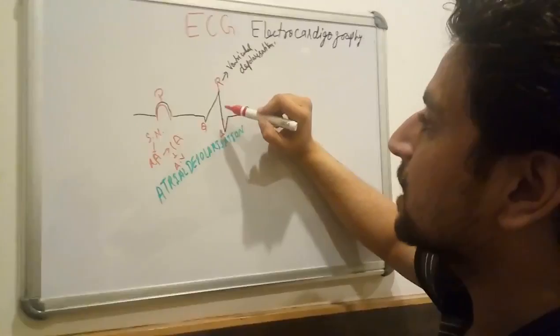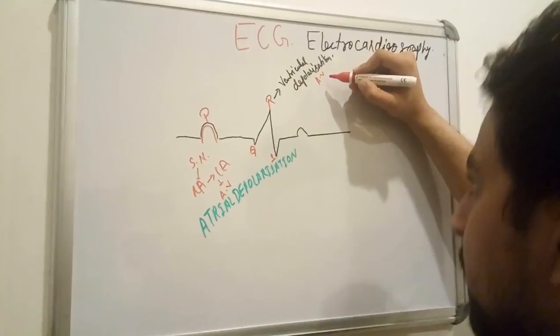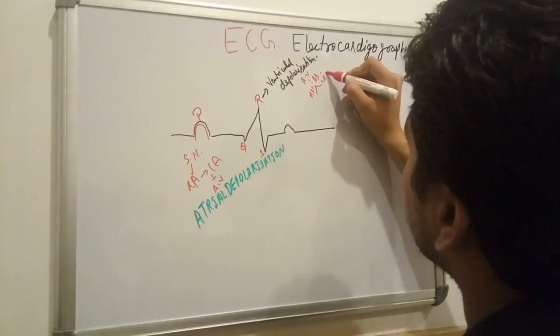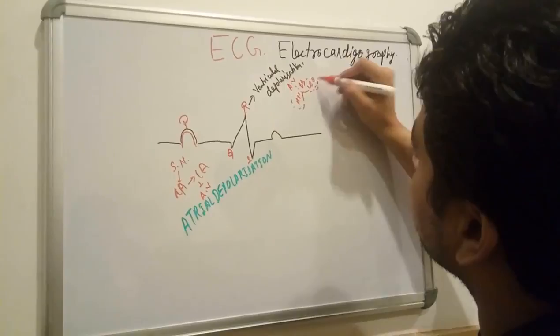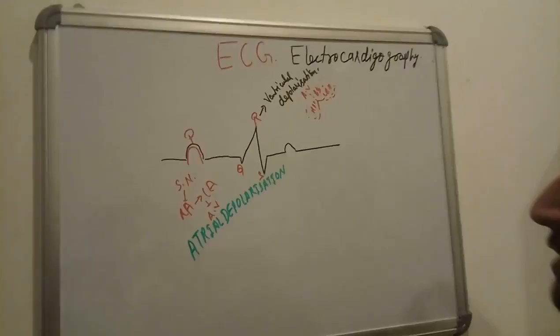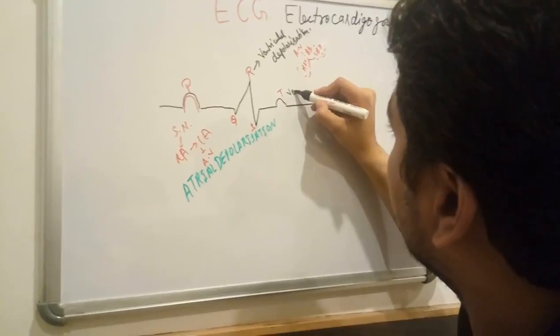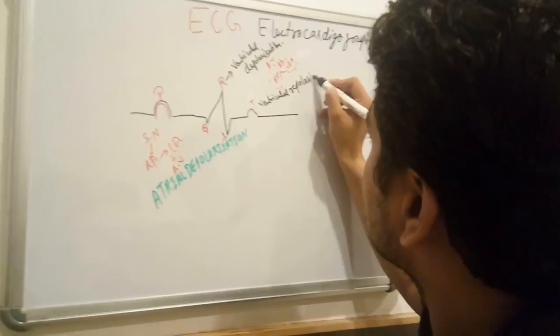So after the AV node, it goes to the bundle branches, then to the right bundle branch and left bundle branch. Then it goes to the Purkinje fibers, and then right ventricular and left ventricular depolarization occurs. So this is known as the QRS complex. And after that, there is the formation of the T wave. The T wave is formed, and here is ventricular repolarization.